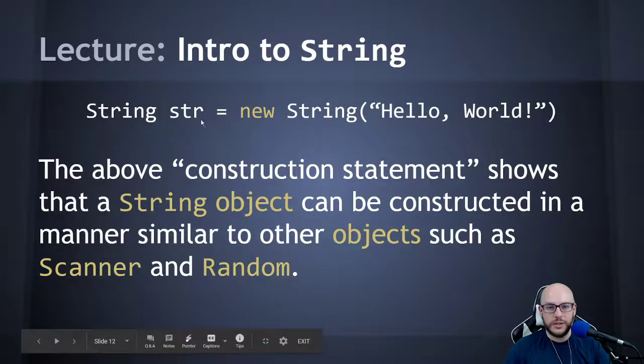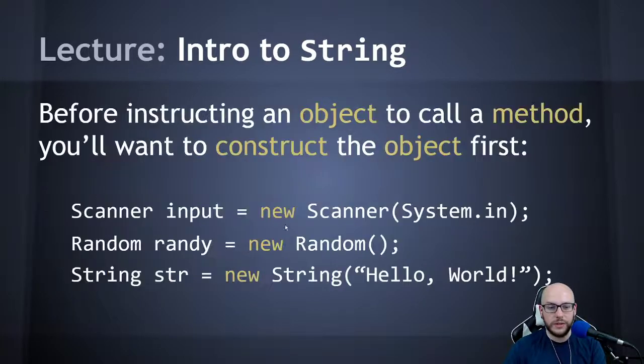This construction statement, that is in quotes, this is a Mr. Hubbard word. This construction statement shows that a string object can be constructed in a manner similar to other objects such as Scanner and Random. Take a look at all these examples. Left-hand side, we actually have variable declaration. I'm creating a Scanner variable called input. I'm creating a Random variable called randy.